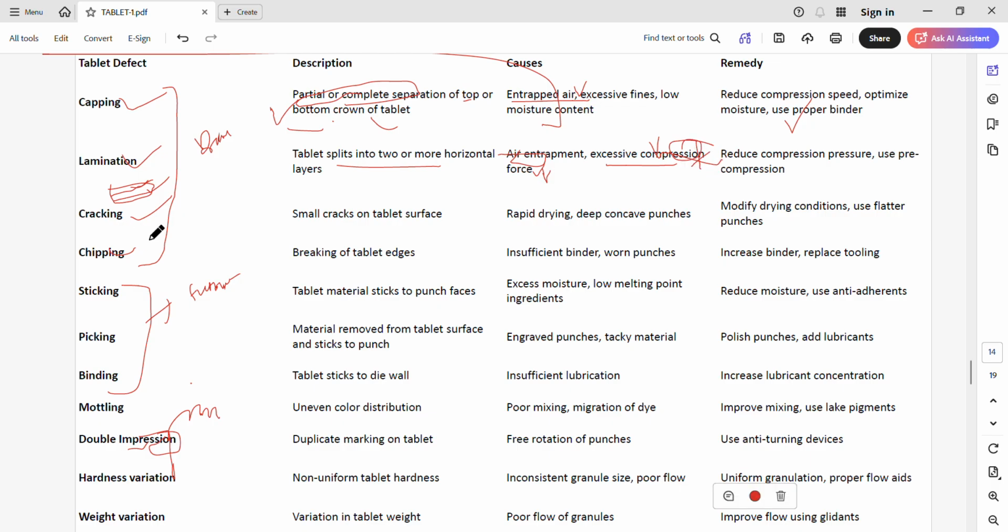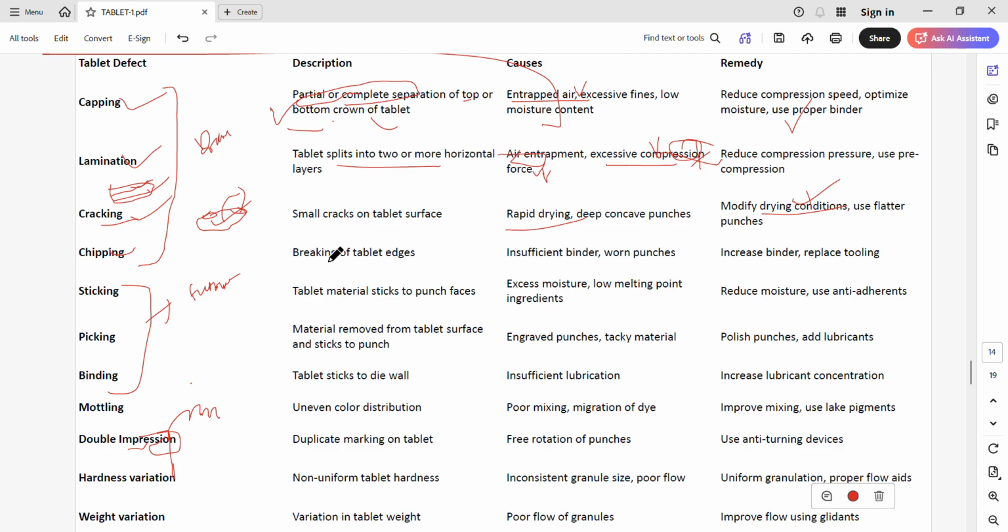After that, cracking, which is a small crack on the surface of the tablet. Why does it come? It comes from rapid drying. When we dry the tablet rapidly, cracks form. So to fix the problem, modify the drying condition, that is, decrease the drying rate.